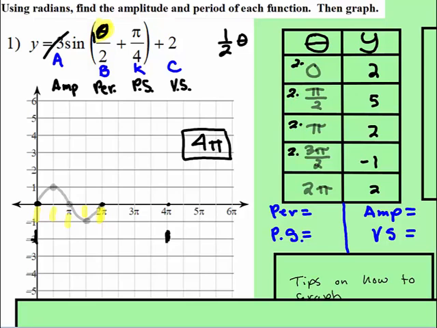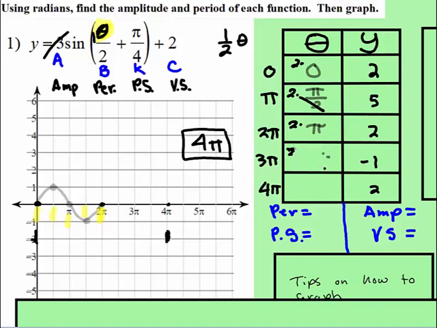And we're going to go ahead and put those values right here. 2 times 0 is 0. 2 times pi halves is pi. 2 times pi is 2 pi. 2 times 3 pi halves is 3 pi. And 2 times 2 pi is 4 pi. All right. So I'm going to erase everything on the inside now.